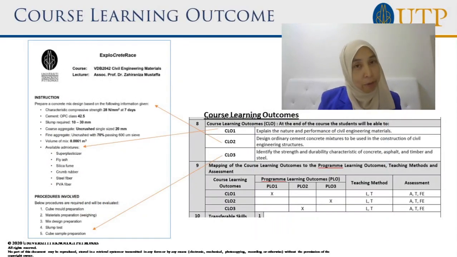Okay, mapping back with the course learning outcomes. In this course, there are 3 CLOs: CLO 1, 2, 3. Number 1 is to explain the nature and performance of civil engineering materials, which have been found in the choice of materials that I have just put there.